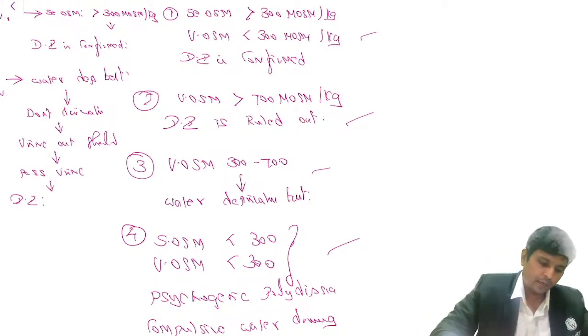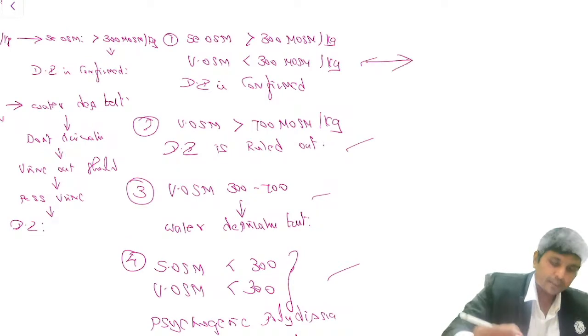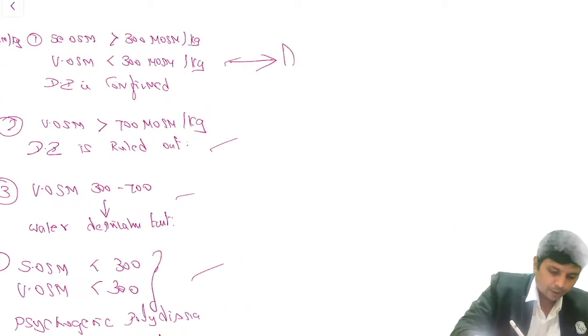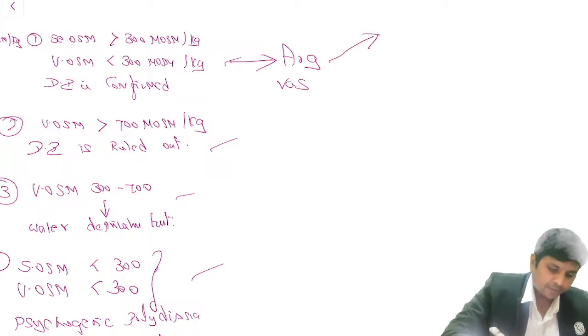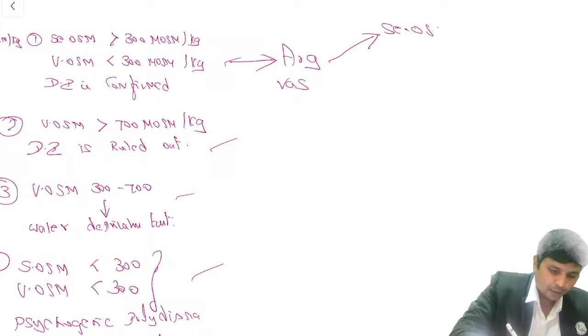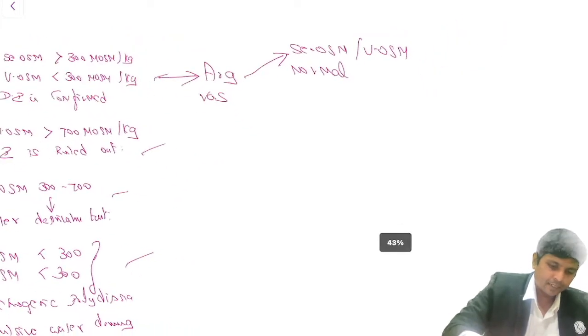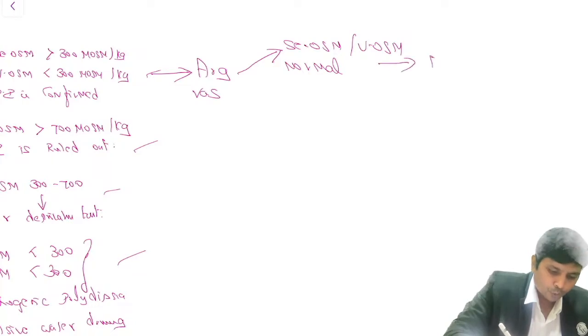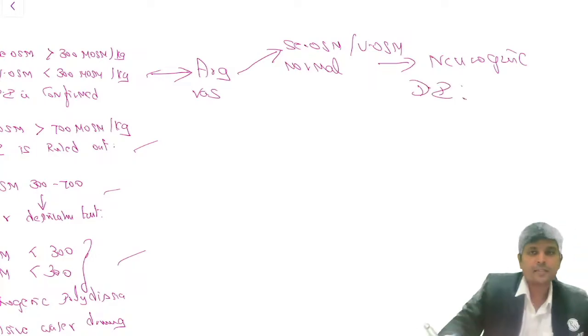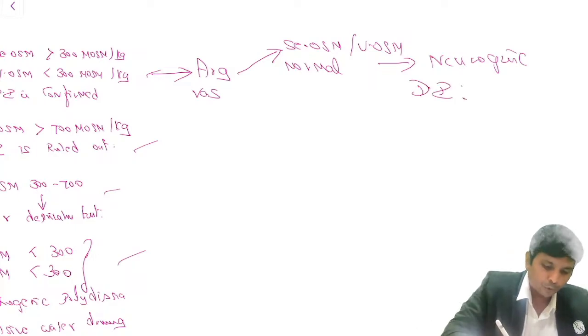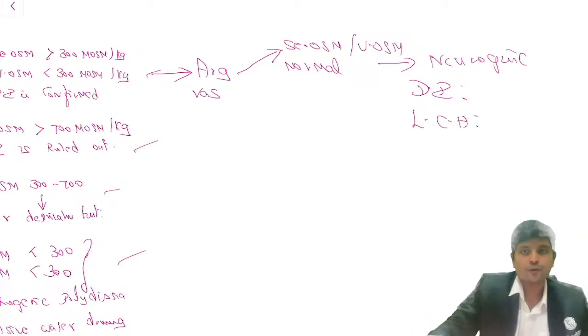MCQ. And when diabetes insipidus is confirmed, you need to give arginine vasopressin. If after arginine vasopressin, serum osmolality normalizes as well as urine osmolality normalizes, it is a case of neurogenic diabetes insipidus. In pediatric age group, the most common is Langerhans cell histiocytosis invasion of your posterior pituitary.